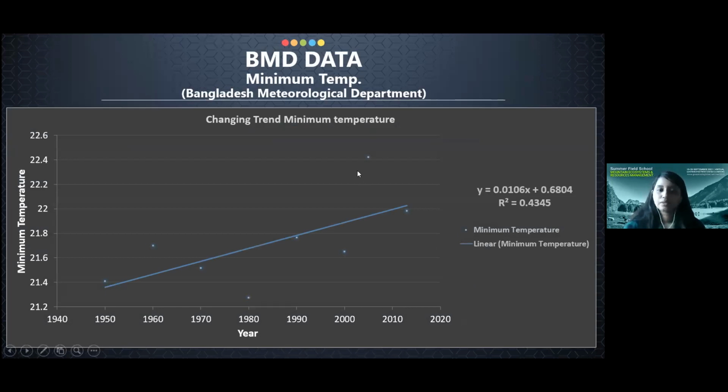Same is the case for the minimum temperature. In earlier times, the winter was much colder, but nowadays it becomes much warmer according to the farmers' perception, and from the BMD data, we can also see the fact.